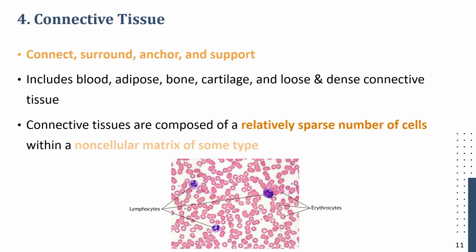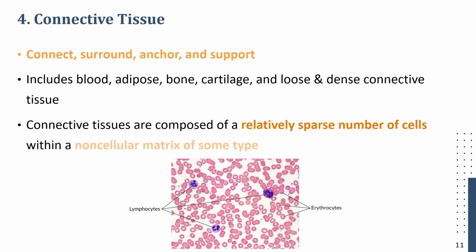Blood itself, or the connective tissue blood, is made up of a relatively small number of cells. So we do have a lot of blood cells in the fluid that makes up our blood and our blood plasma, but surrounding that blood is a non-cellular matrix. In this case, it's essentially water and all of the nutrients that are contained within that water. Adipose tissue is a fat layer.